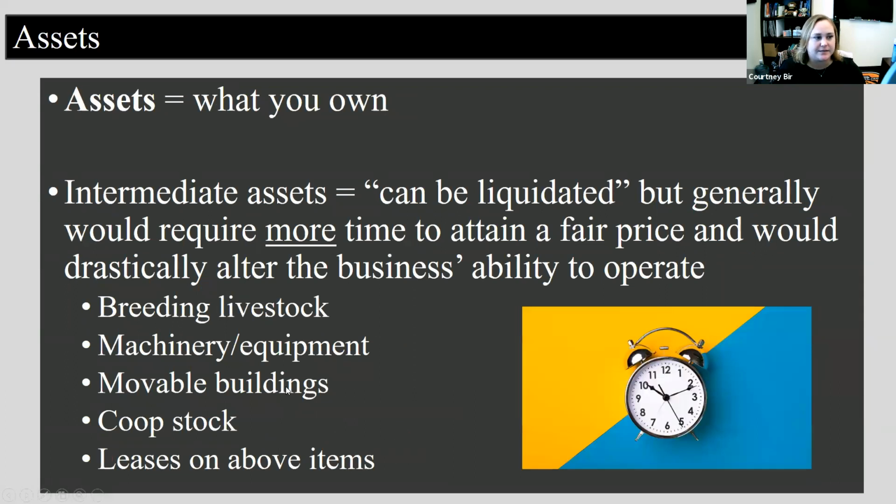So intermediate assets, like I mentioned, those are things that can be liquidated quickly. So think short term. They generally would require more time to attain a fair price and would drastically alter the business's ability to operate. So that's your breeding livestock, your machinery equipment, movable buildings, coop stock, leases on any of those above items. So these are things that you can sell. You will still be a business if you sell these things, but you can't just offload them quickly. They might take a little bit more time to be able to sell them and get a fair price.